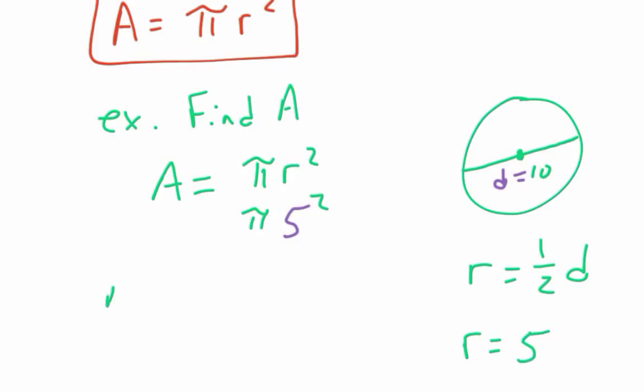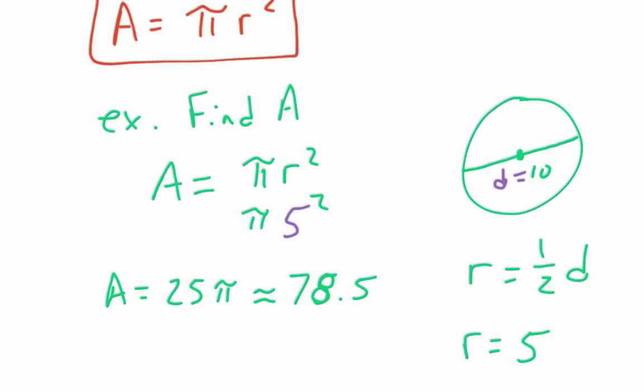So final answer then, you could do one of a couple things. You could say A is going to be 25 pi. So that's the exact answer, the 25 pi. Or you could say 78.53, my memory isn't that good. So we'll say 78.5. We okay up to there?